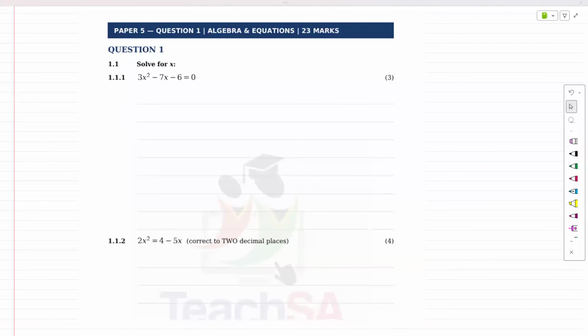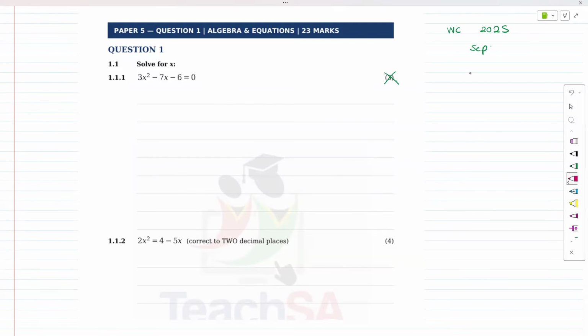Okay, this would be Western Cape's paper, 2025 September. It's not too difficult of a paper, but again, we're leaving out complete level 4 questions. We'll come back, I'll highlight it, and we'll do that in a separate video. For now, we're aiming for 80%. But the first question, solve for x.